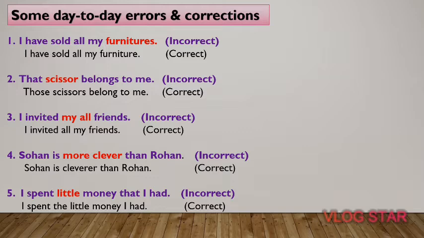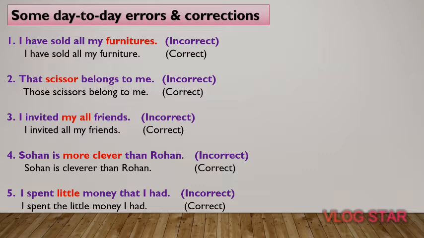Then moving on to the third one, I invited my all friends. Here we have 2 kinds of errors. Number 1, the error in the syntactic order of the words. And number 2, the wrong order of adjectives. We all know that in my all friends, the adjective my is a possessive adjective, and the adjective all is a quantitative adjective. According to the order of adjectives, the quantitative adjective is followed by the possessive adjective. So the correct sentence will be I invited all my friends. That one is the correct one.